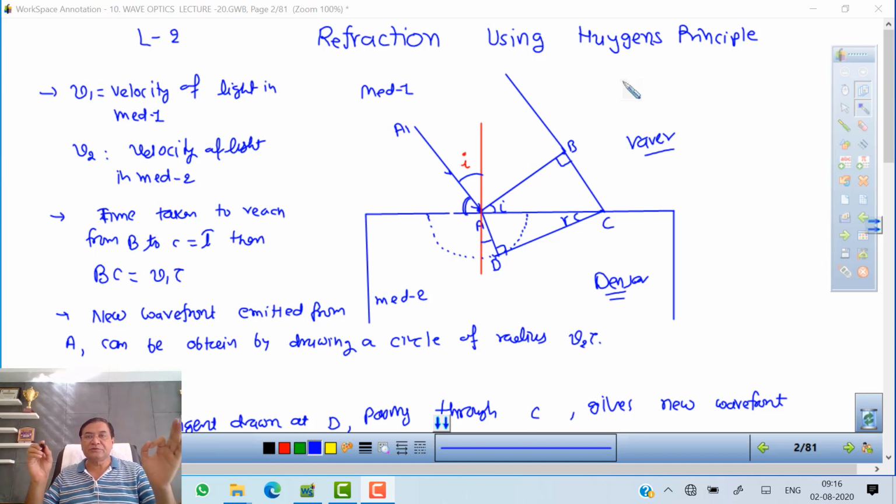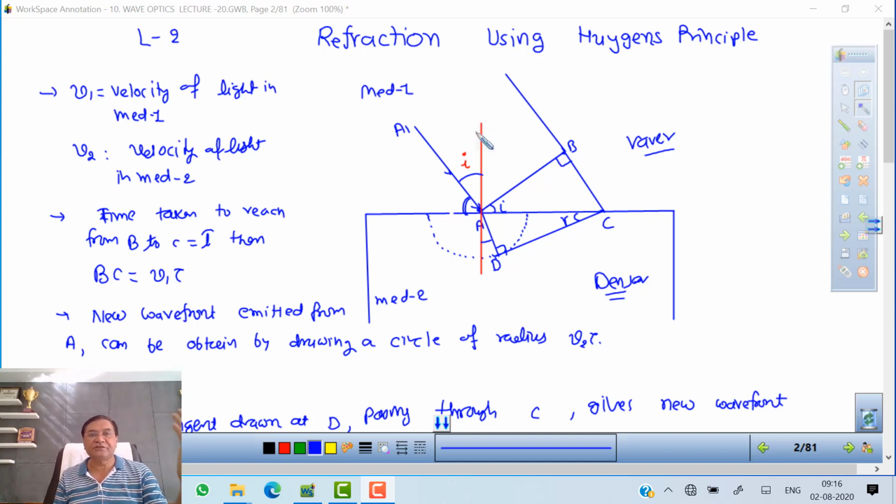You know that Huygens principle explains how a wave propagates in terms of wavefront. He is the man who proposed light as a wave, not a ray. In the last lecture, we discussed that if wavelength tends to 0, then we can apply ray optics. But when we consider wavelength, we have to use wave optics to explain certain phenomena. So, refraction using Huygens principle.